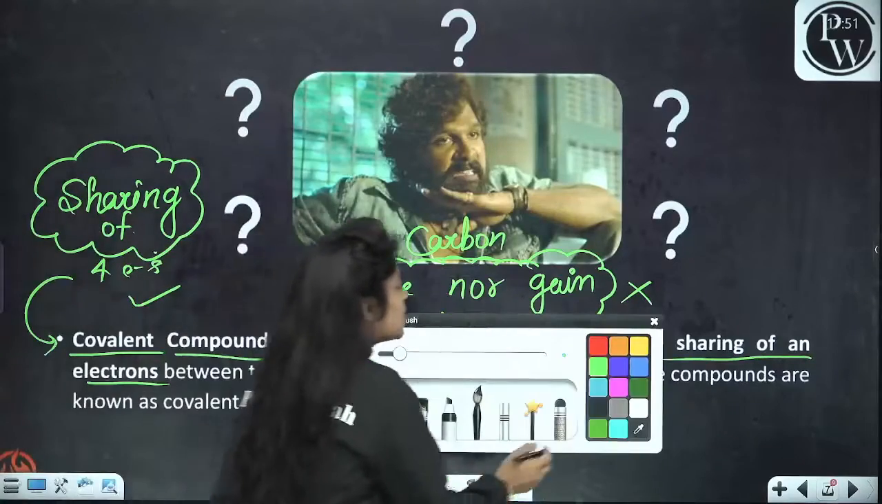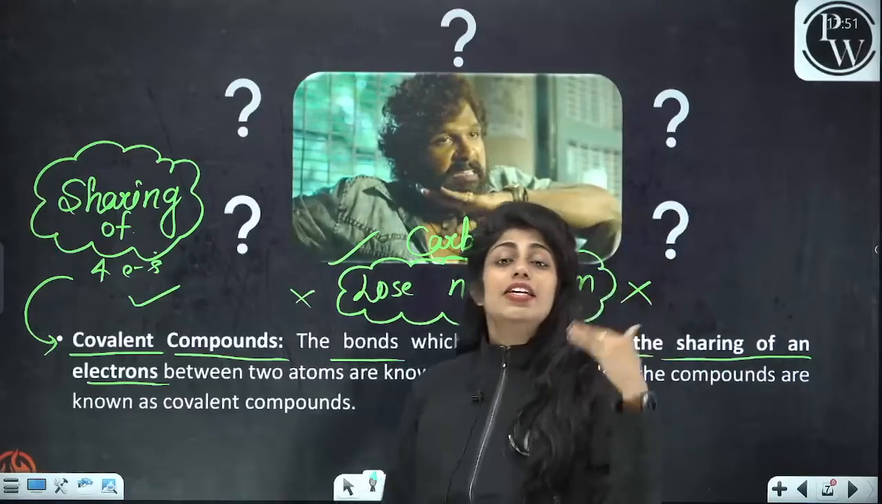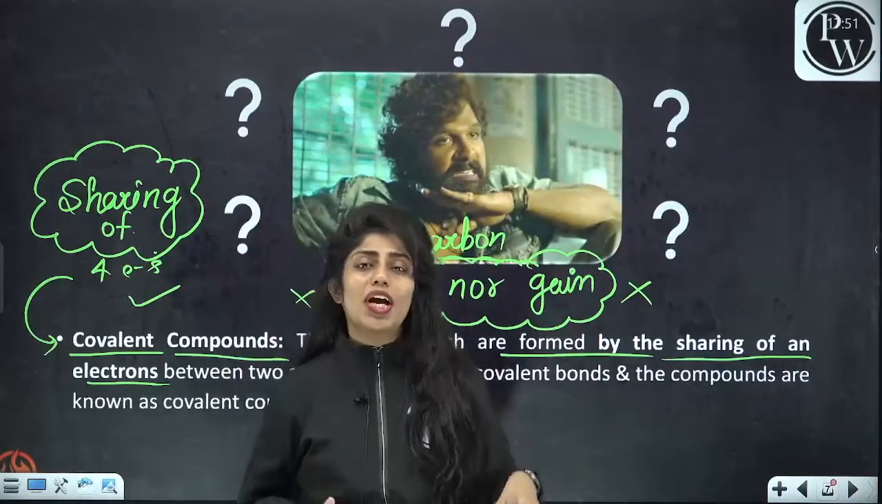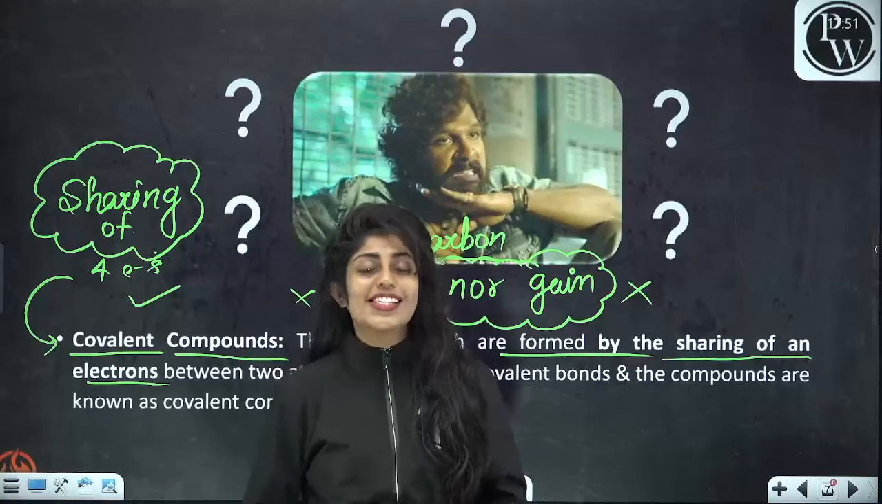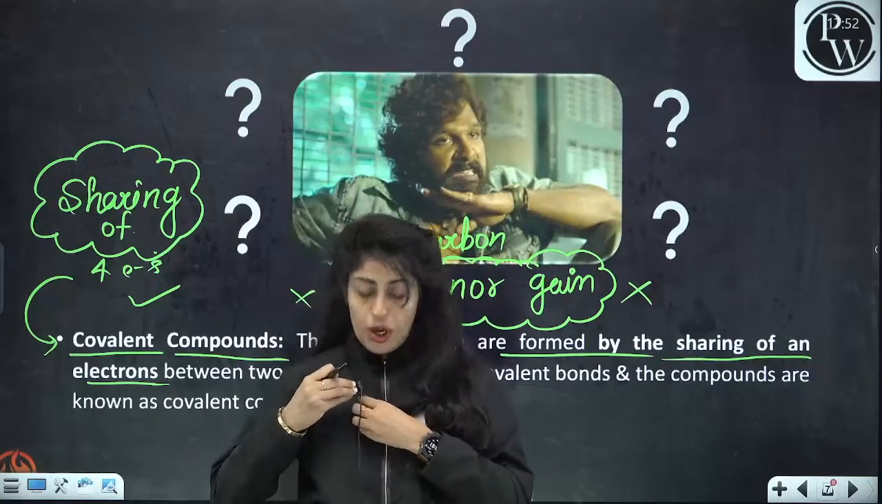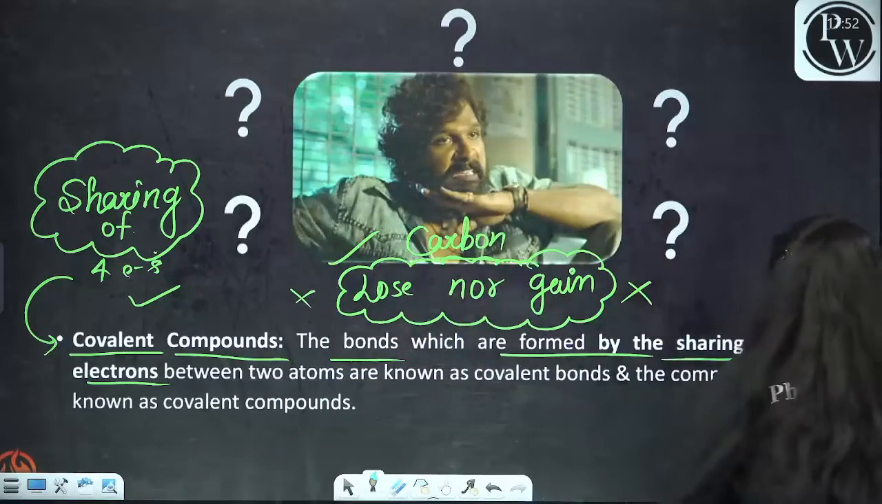Are we good with this? So carbon, the bonding in carbon compounds is covalent bonding that happens due to sharing of electrons. Are we good with this? Alright. So basically, okay, give me a moment. Let's check what we have.